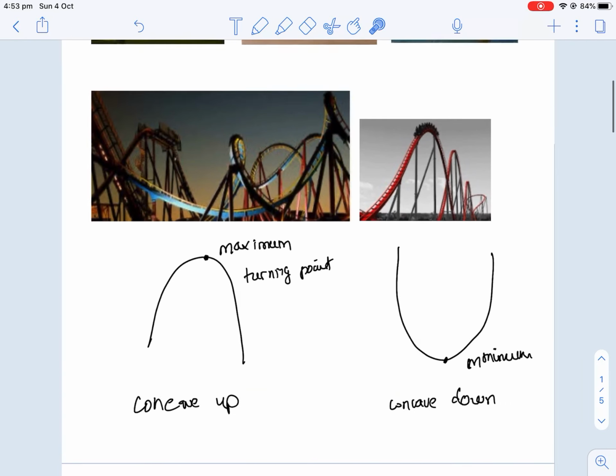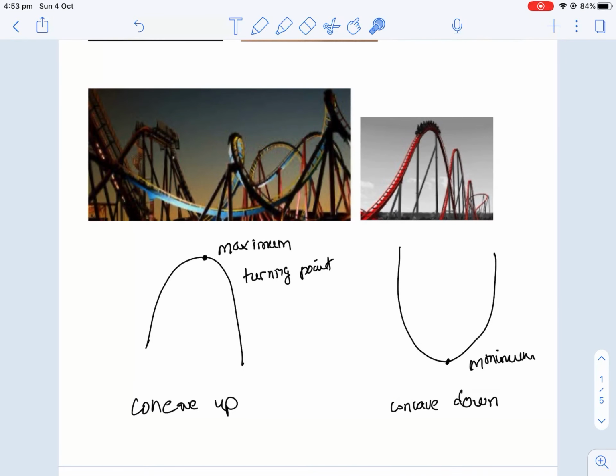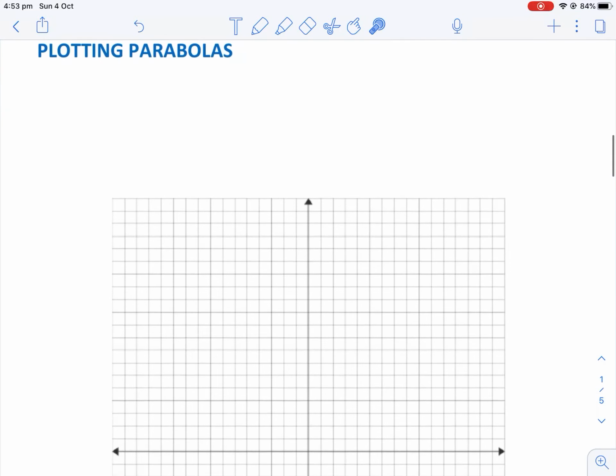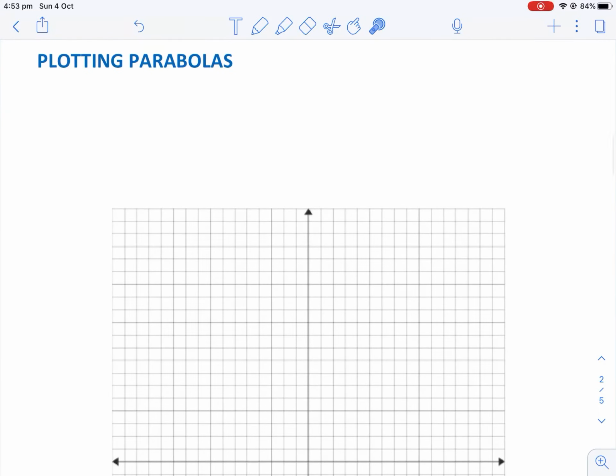So we're going to learn about parabolas as we understand the importance of parabolas in our real life. Before we do some applications of parabolas, we're going to learn the basic thing first, which is plotting parabolas or quadratic relationships in the Cartesian plane. Let's start with the simple equation, y equals x squared.